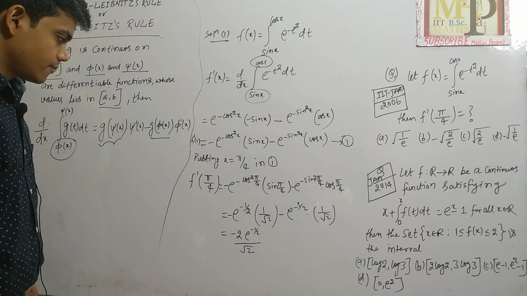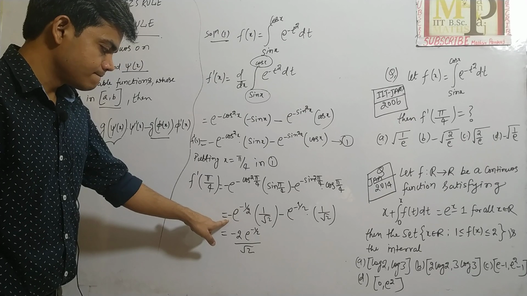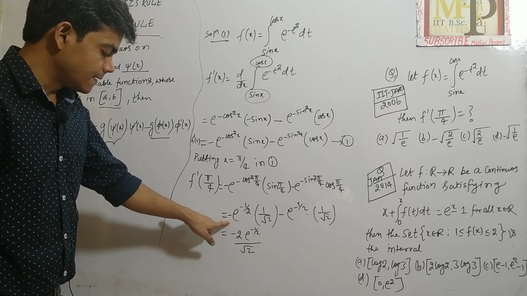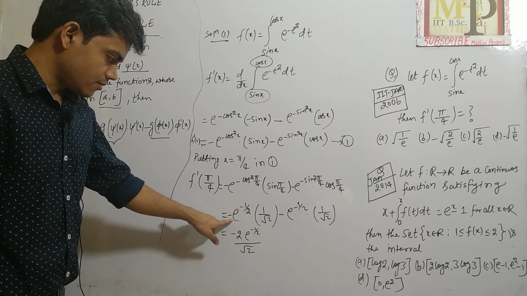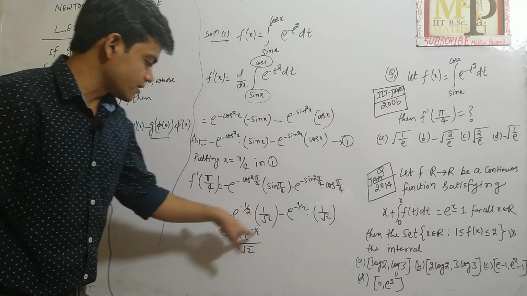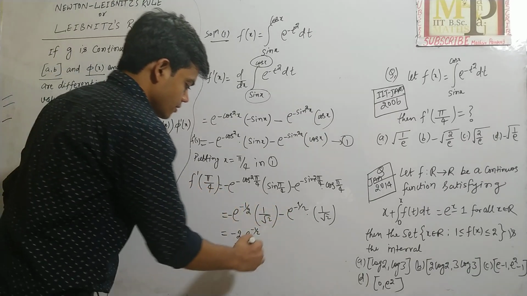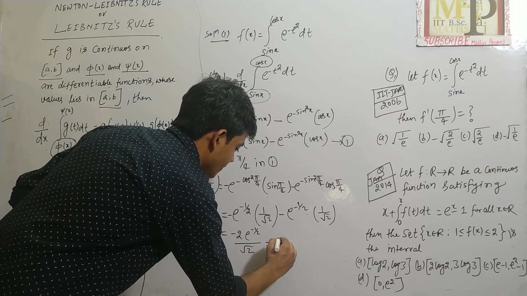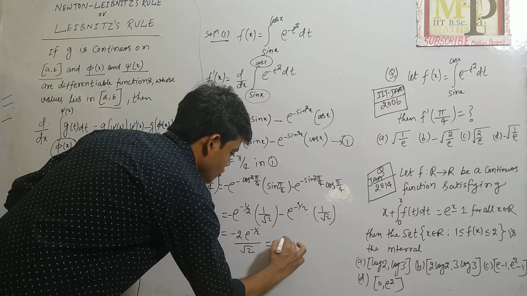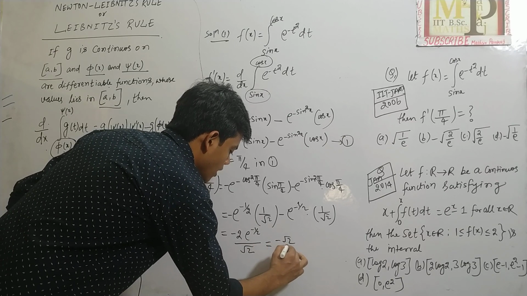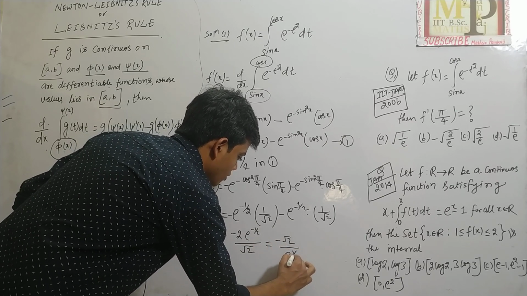Is this all right? Okay, minus of this and minus of this, so minus and minus, minus 2 this thing. Now it will become minus root 2 upon e to the power 1 by 2.